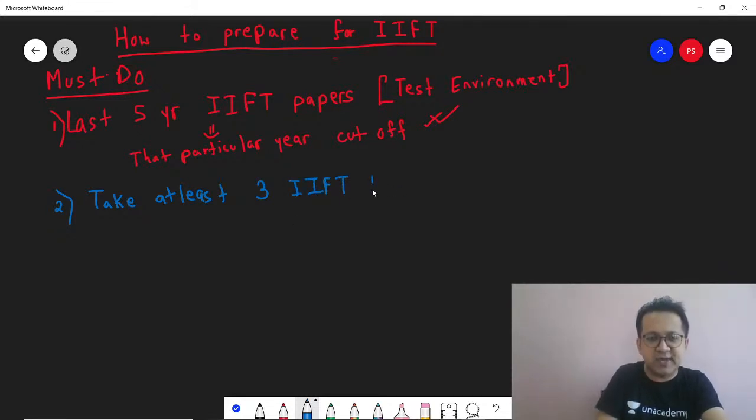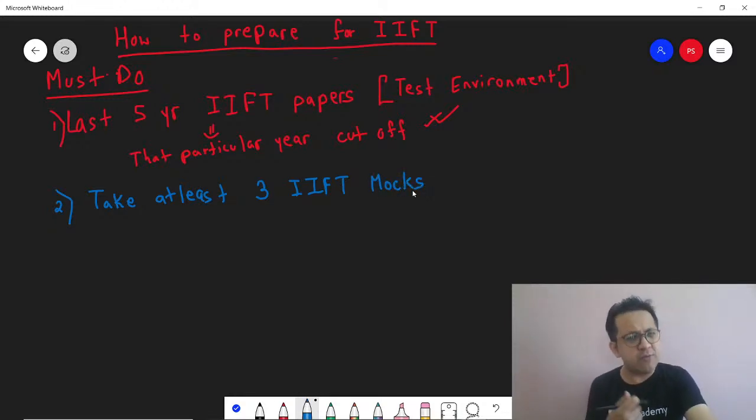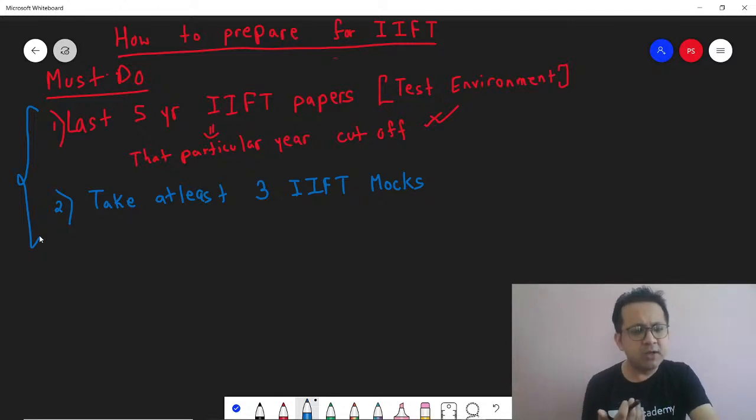Take at least 3 IIFT mocks. Very important. There are so many free IIFT mocks available. Look around and I'm sure you'll get 3 free IIFT mocks at least. But give it in an exam environment and then check the cutoffs. If you do at least this much with just 4 weeks remaining, remember, you got to focus on your CAT. You can't be giving too much time to your IIFT. So at a minimum, definitely solve these 5 plus 3, 8 papers before your IIFT exam. And I'm sure that should take you through.